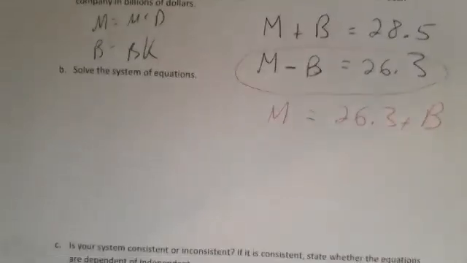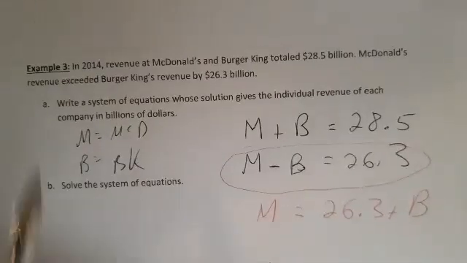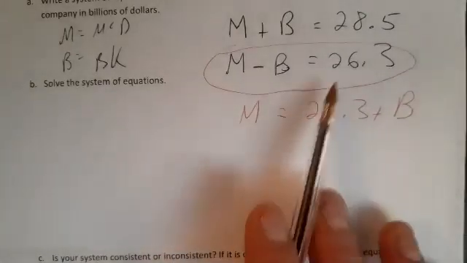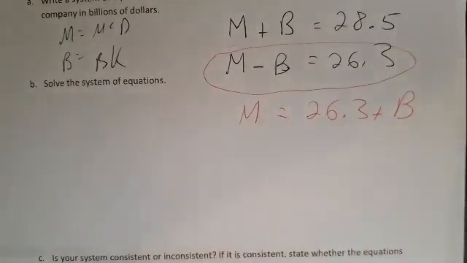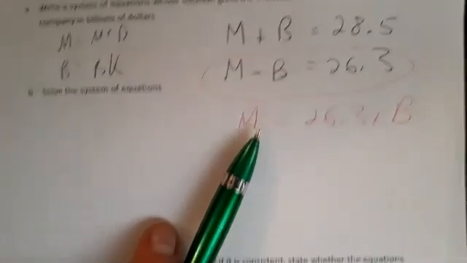And you might have started with this equation instead, right? If McDonald's revenue exceeds Burger King revenue by 26.3, another way to think about that is we have to add 26.3 billion to Burger King to get to McDonald's, right? So there are a few ways you can write your equations that might be correct, depending on how you interpret it. But this is coming from this equation.